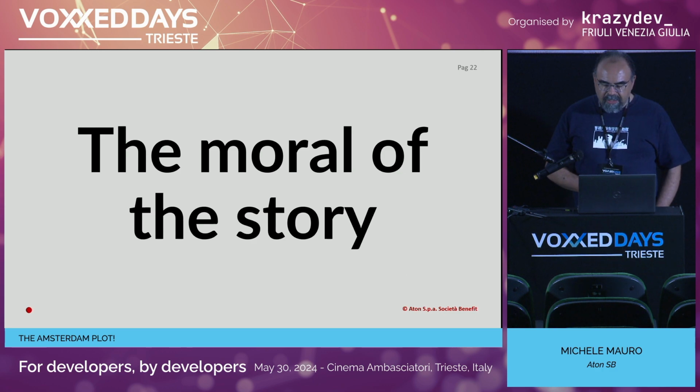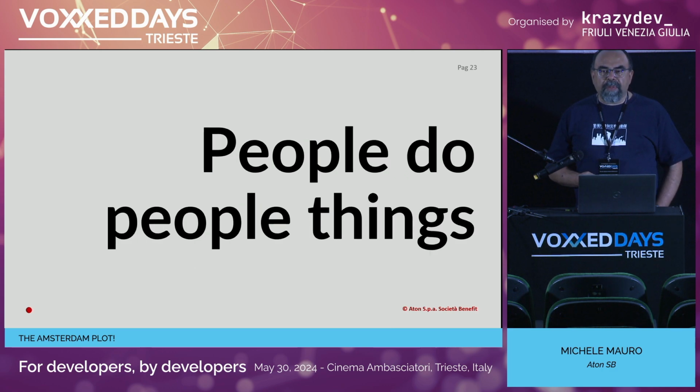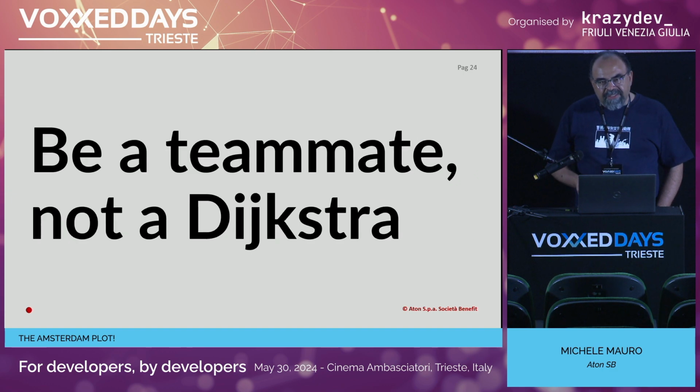So, what more can we get from this story? Yes, this time we were lucky. However, people do people things. Your team is made of people. Do they share your goals? Do you share theirs? Have you asked them? Sometimes ego, individualism, hubris get in the way of what the team should do. And please, be a teammate, not a Dijkstra.